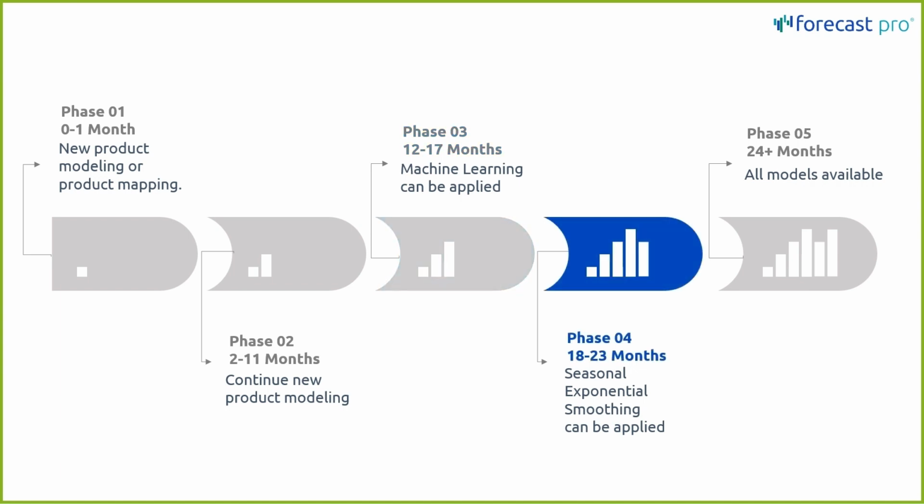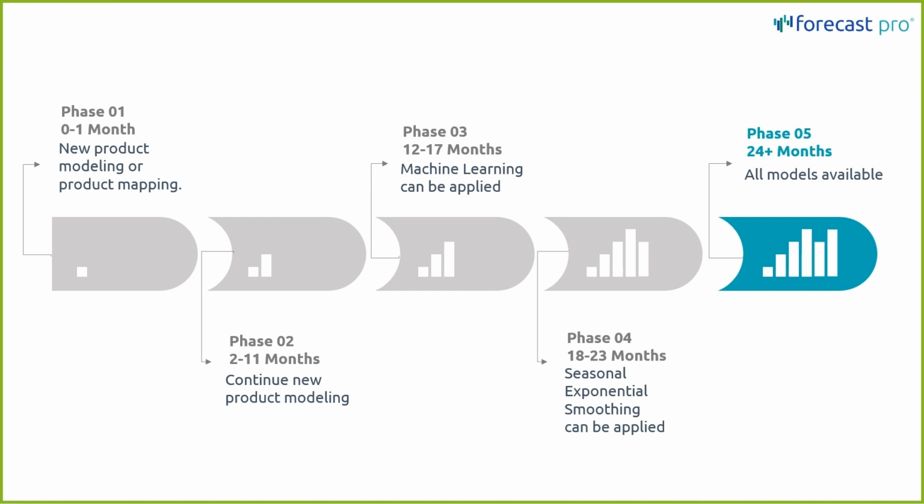After that, in phase 4, covering 18 to 23 months, seasonal exponential smoothing can be applied. That means that even if our exponential smoothing model doesn't choose a seasonal pattern automatically, we can ask it to. And if you want to think why this is true, 18 months is the same as 12 plus 6, which means we have a whole year of history and then at least half or more than half of another year, which means we can start making month-over-month comparisons that give us a meaningful seasonal calculation.